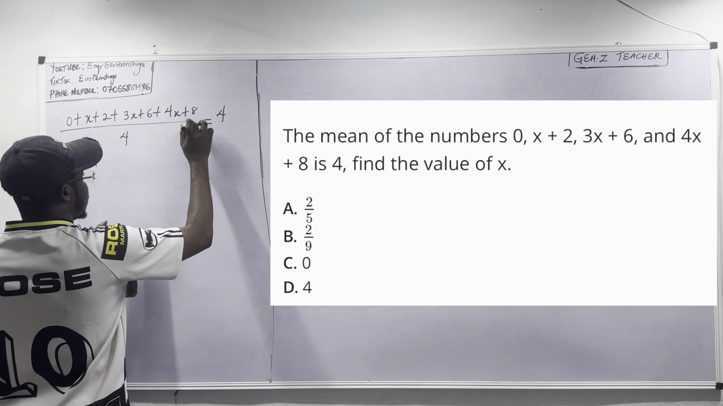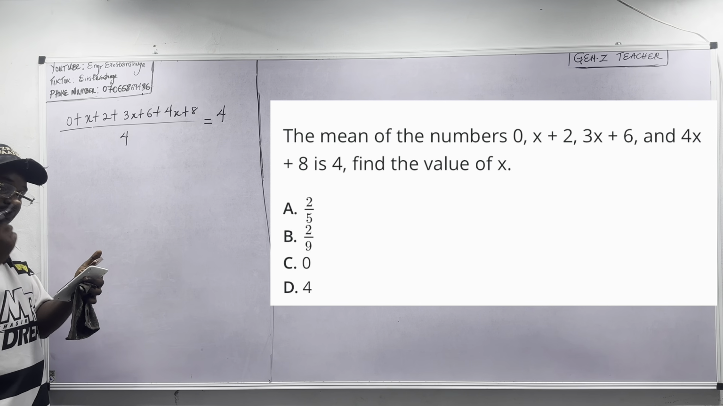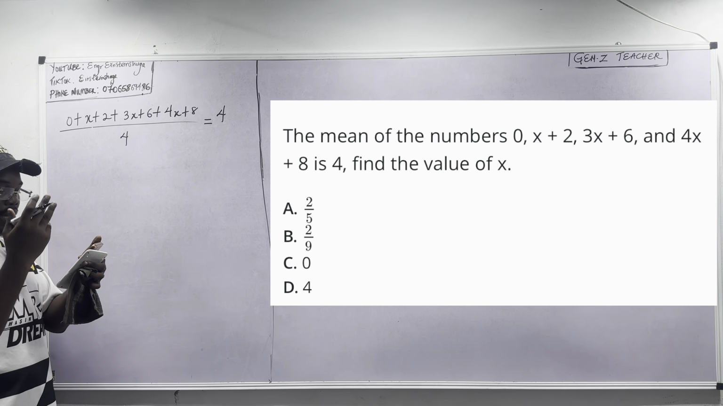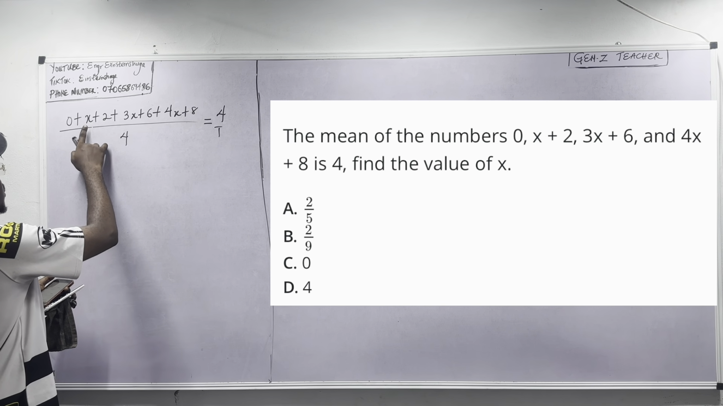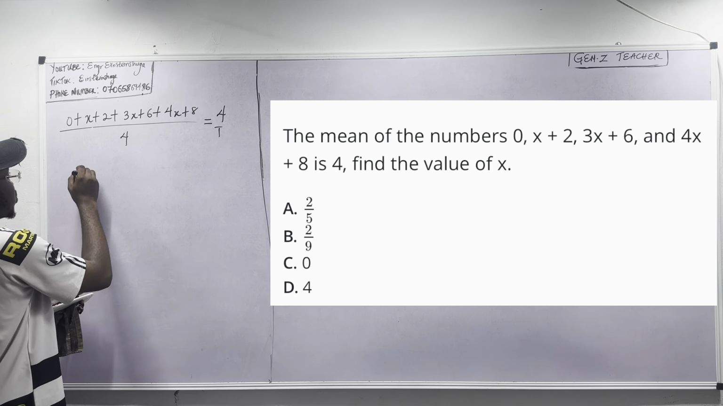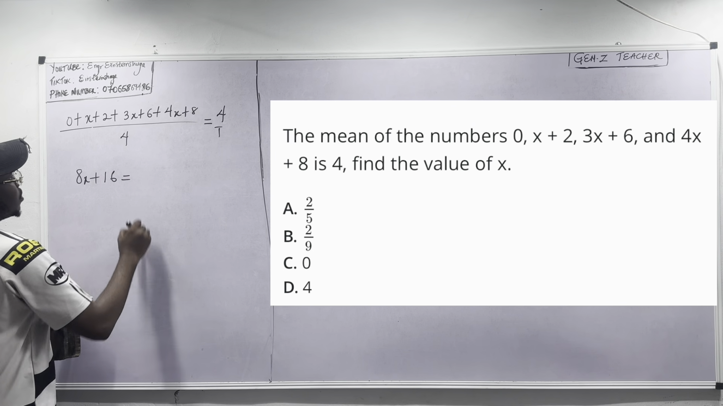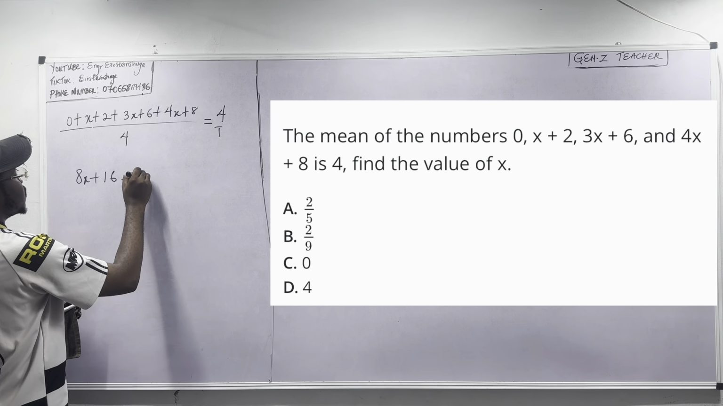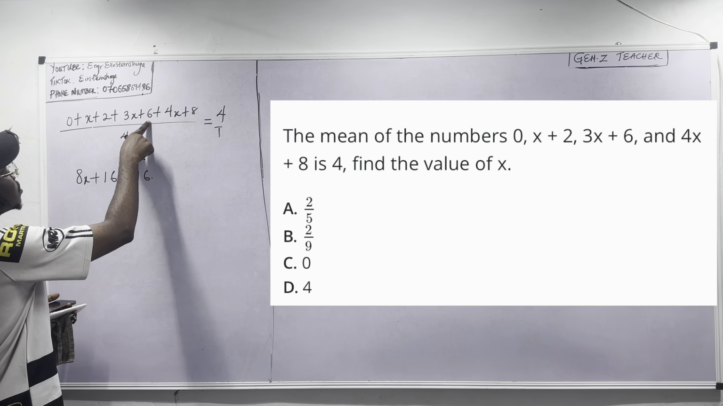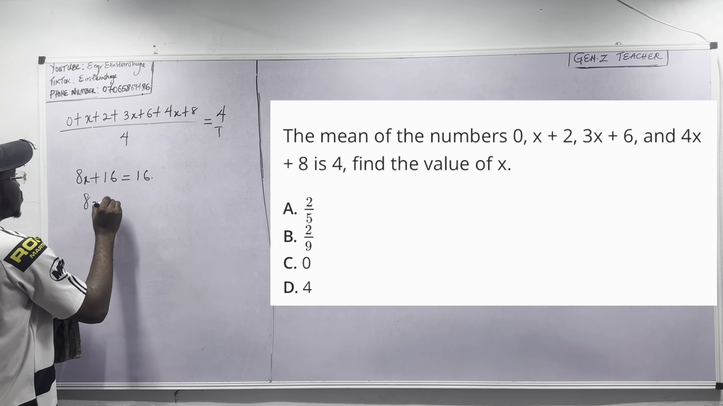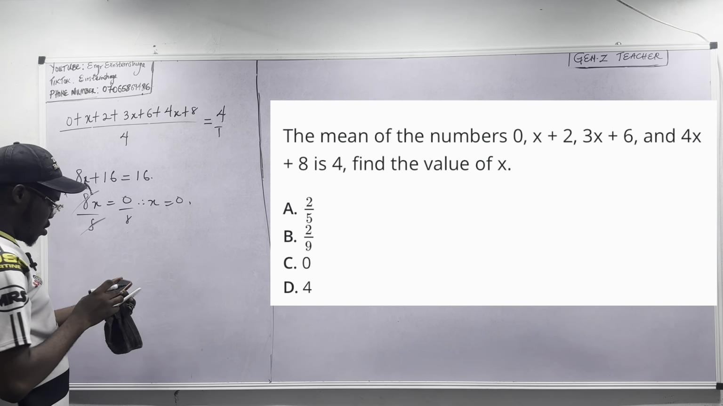That's the mean, 4. In case you're confused by the way it was arranged in the question, 0 is the first number, x plus 2 is the second number, 3x plus 6 is the third, and 4x plus 8 is the fourth. So now quickly you're going to simplify this and then cross multiply. x plus 3x is 4x, plus another 4x, we have 8x. 2 plus 6 is 8, plus 8 is 16, equals 4 times 4 gives you 16. So 8x becomes equal to 0. So basically, from the way the question is arranged, x should just be equal to 0.